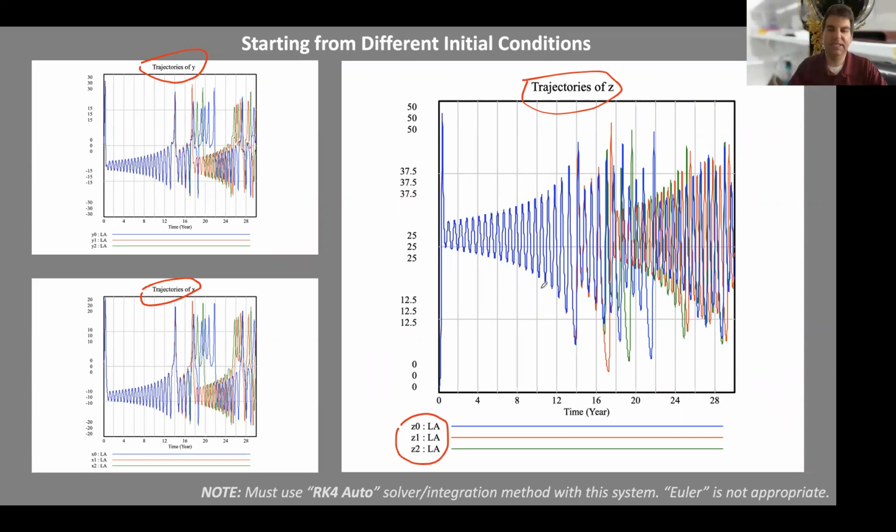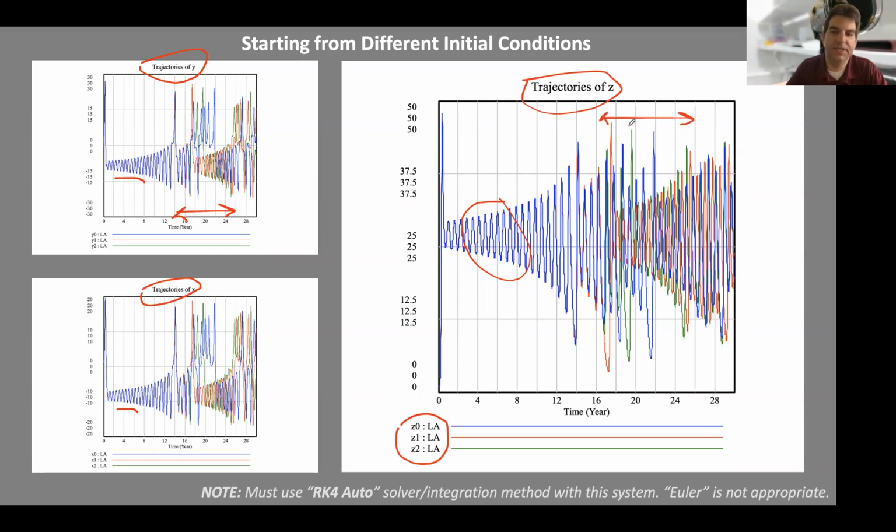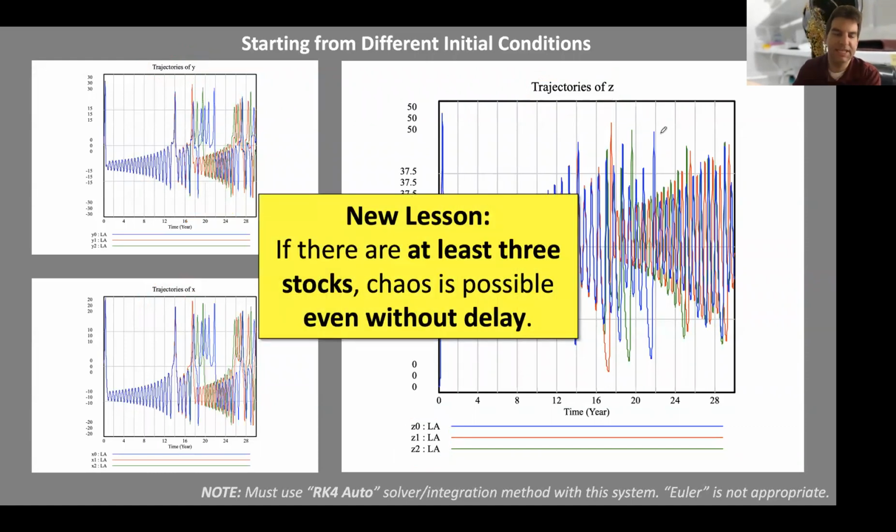And what we can see is, although you see that they're all on top of each other initially in all of these plots, as we go further on in the trajectories, we see that they separate. So again, we get chaotic behavior, extreme sensitivity to initial conditions. The initial conditions start close together, and then the trajectories get farther and farther apart as the system goes. They do not come back together. And so the lesson here is that even without delay, I can get chaos.